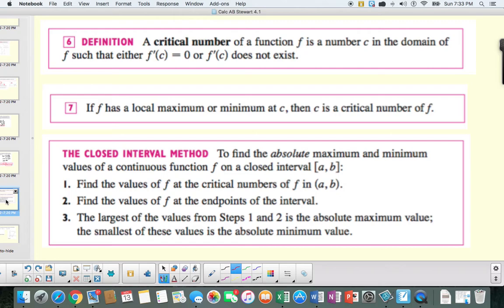Okay, so a critical number. A critical number is when the derivative at c is equal to 0 or does not exist. From the previous two examples, you can see those are points that we really want to look at. If f has a local max or a min, then c is a critical number. Now here's what we call the closed interval test. To find the absolute max and min of a continuous function, you first find the critical numbers, find the values of the endpoints, compare all of those values, and then decide who the absolute max and absolute min are.